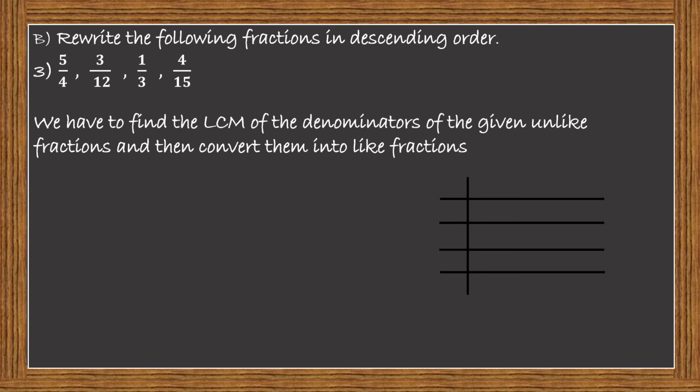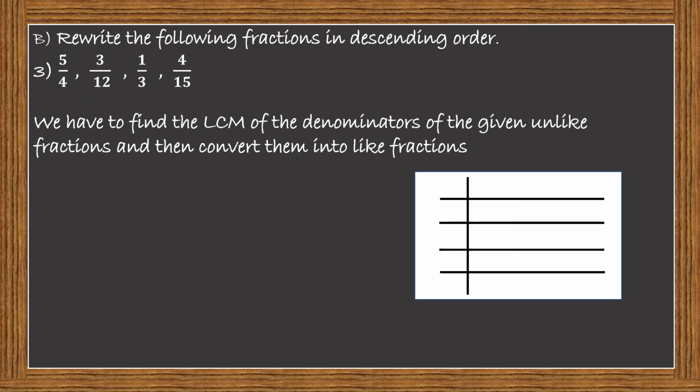So we have to find the LCM of the denominators of the given unlike fractions and then convert them into like fractions. So we'll find the LCM of 4, 12, 3 and 15. Arrange the numbers 4, 12, 3 and 15. Among these four numbers, 4 and 12 are divisible by 2. So 2 2s are 4 and 2 6s are 12. Now among these numbers, 2 and 6 are divisible by 2. Hence 2 1s are 2, 2 3s are 6. 3 and 15 are written as it is.